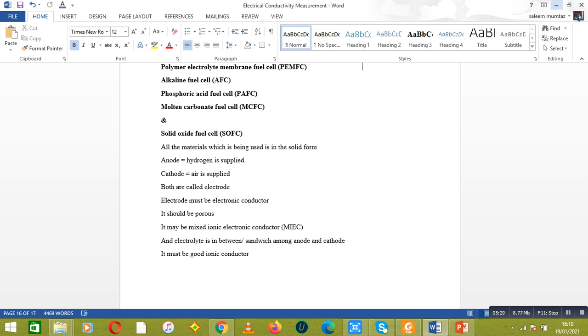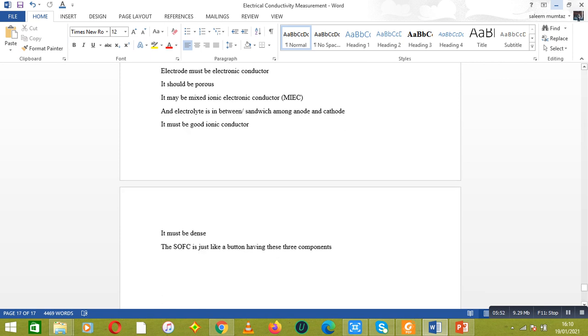Now, next is the electrolyte, which is in between, sandwiched between these electrodes, anode and cathode. So what are the properties? What are the characteristics that must be in an electrolyte material? The first characteristic of the electrolyte material is that it must be an ionic conductor, a good ionic conductor.